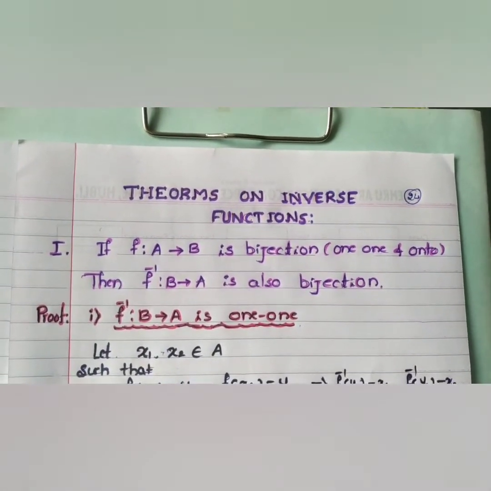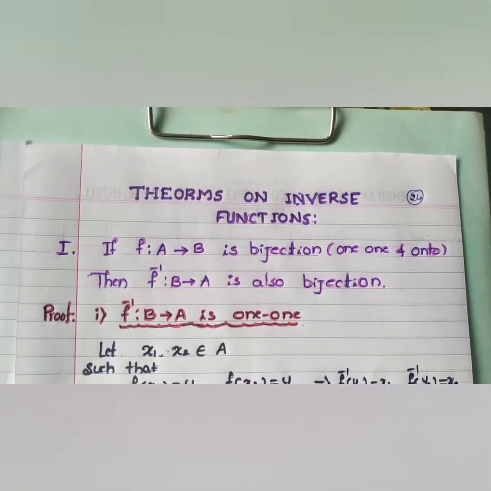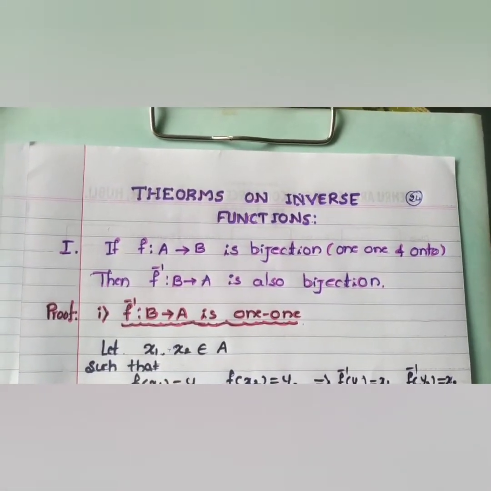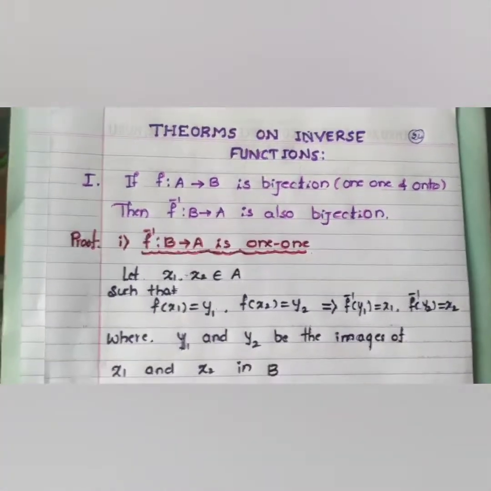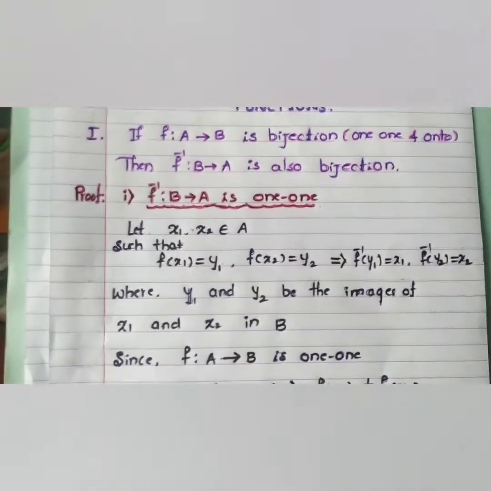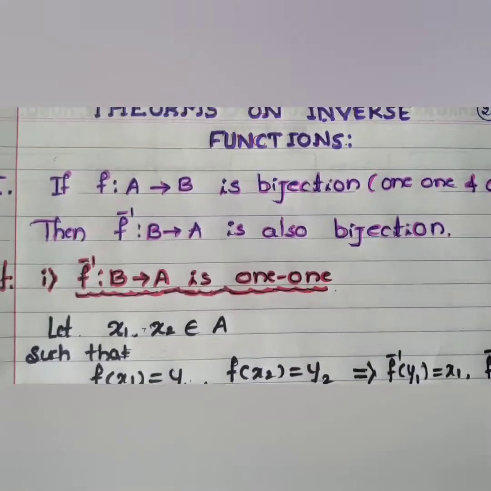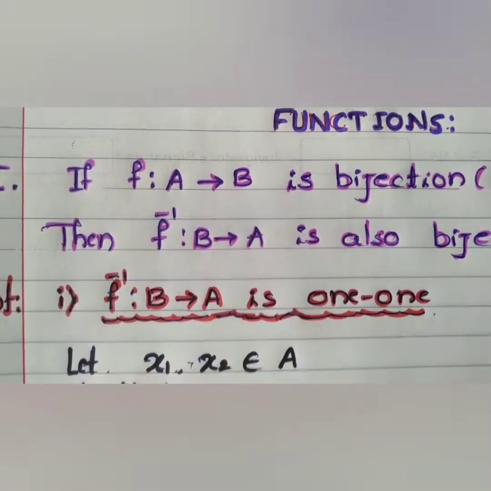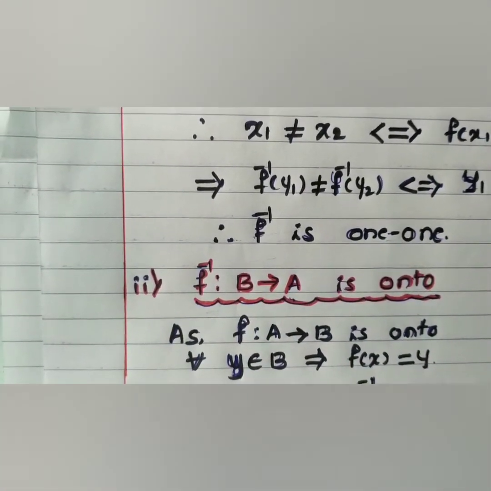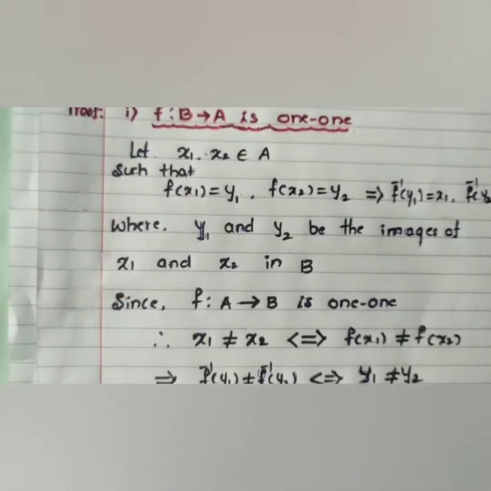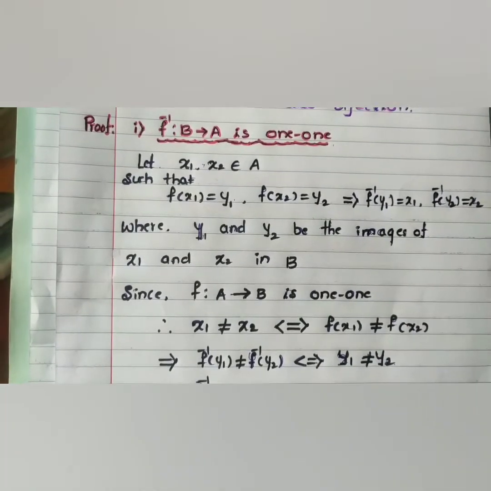What is given here? f from A to B is a bijection, 1-1 and onto, is given. Our work is to prove that f inverse from B to A is also a bijection. Let us start the work. In the first part of the proof, we show that f inverse from B to A is 1-1. In the second part, we show that f inverse from B to A is onto.